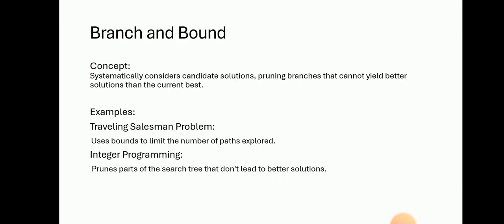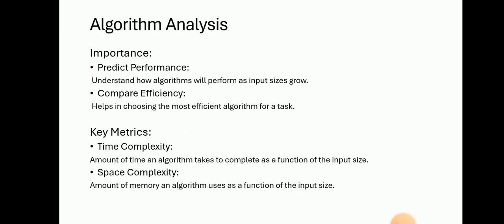Then branch and bound. The concept: it systematically considers candidate solutions, pruning branches that cannot yield better solutions than the current best. Examples: traveling salesman problem and integer programming. Traveling salesman problem uses bounds to limit the number of paths explored, and integer programming prunes parts of the search tree that don't lead to better solutions.